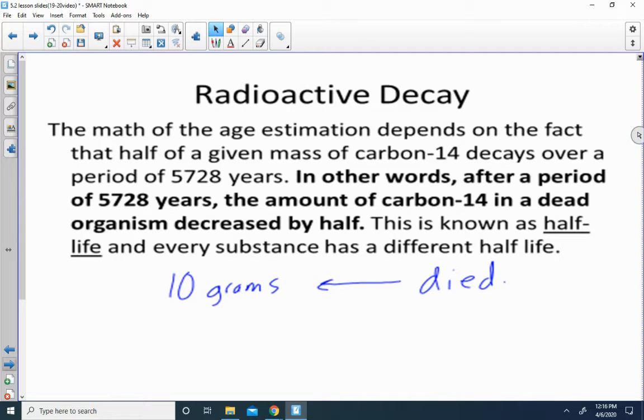So the math behind this, the math of the age estimation, depends on the fact that half of a given mass of carbon-14 decays over a period of 5,728 years. In other words, after a period of 5,728 years, the amount of carbon-14 in a dead organism decreases by half. This is known as half-life. And every substance has a different half-life.